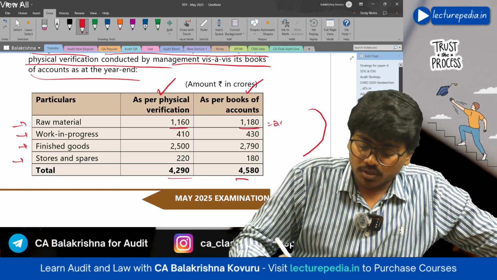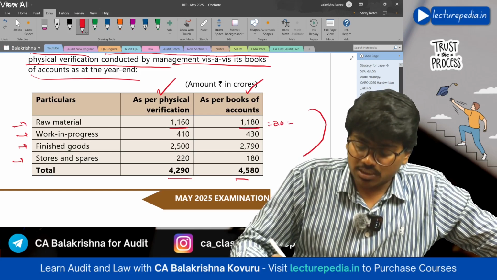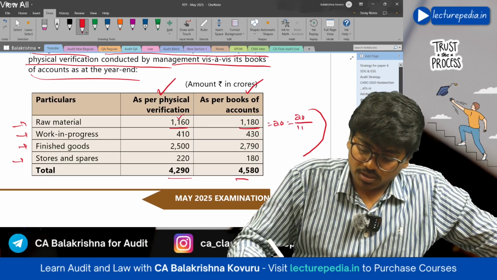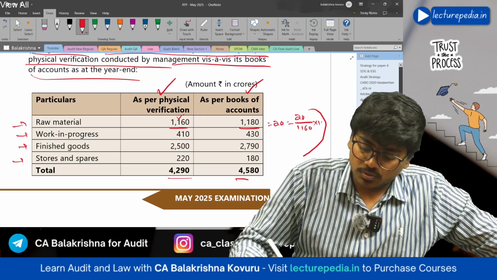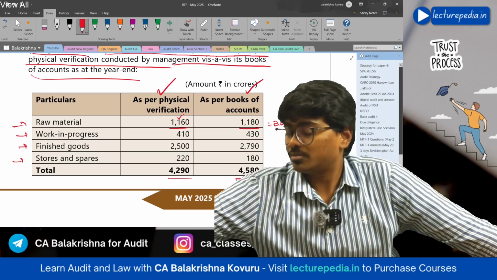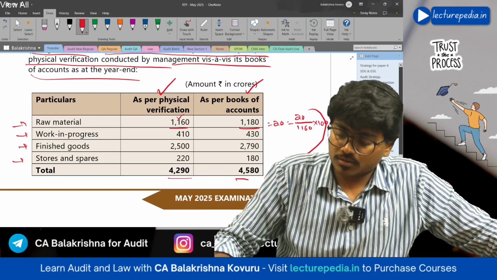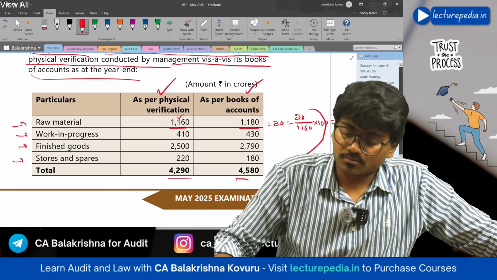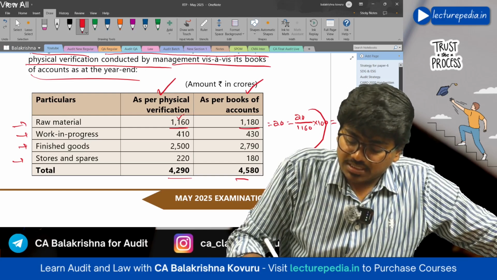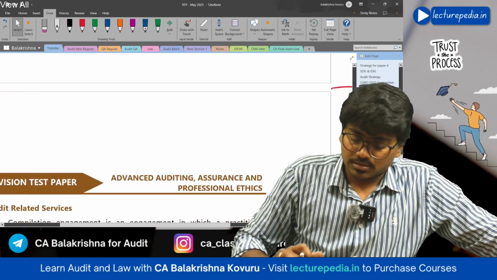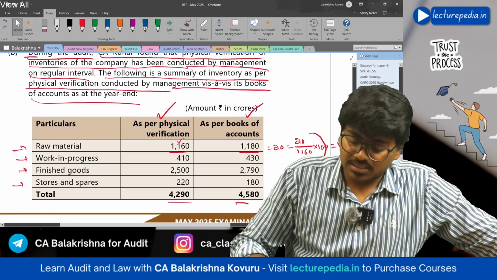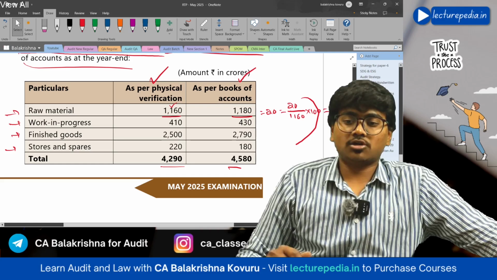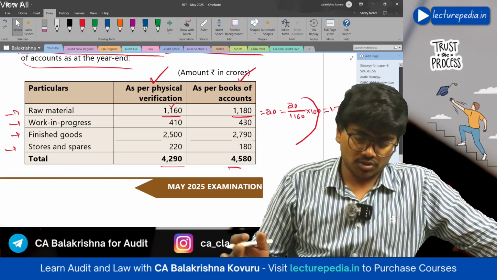See, for raw material, on physical verification there is 1160 crores, but in books it is 1180 crores. Difference is 20 crores. So how much is the percentage of difference? 20 divided by 1160 into 100. How much will it be? It is 1.72%. Since the percentage of difference is less than 10%, the discrepancy in raw material need not be disclosed or reported.